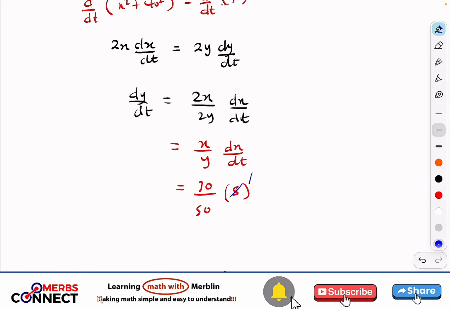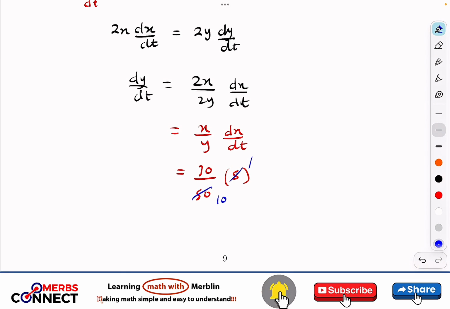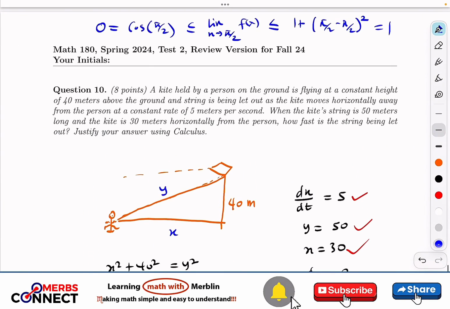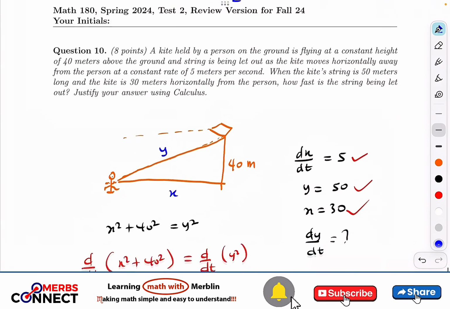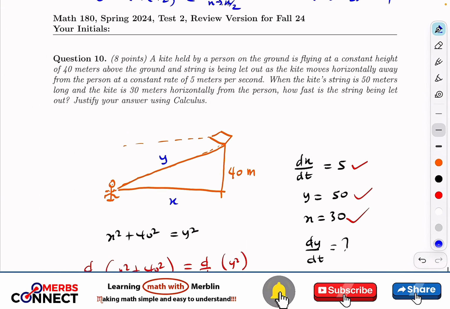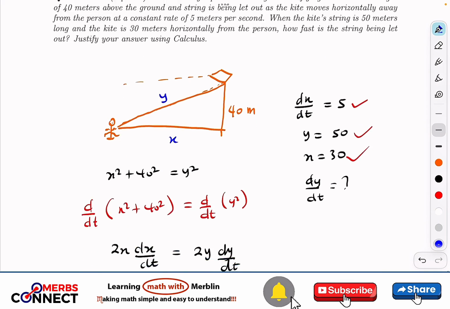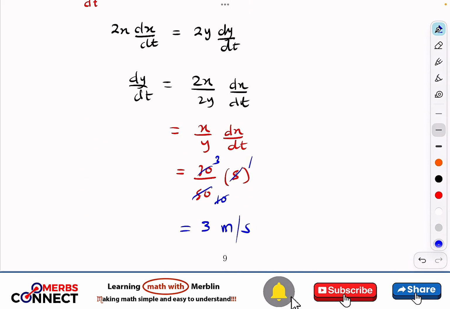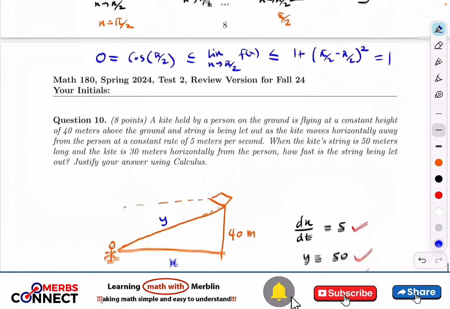So 5 goes into 50 ten times, and 10 goes into 30 three times. So this is going to give us 3. What will be the unit? Is it per second? Okay, so it's 3 meters per second. So this is what I'm going to get for question 10.